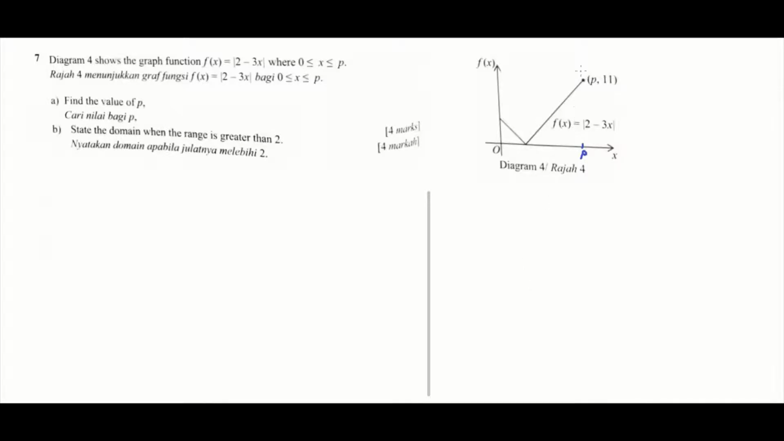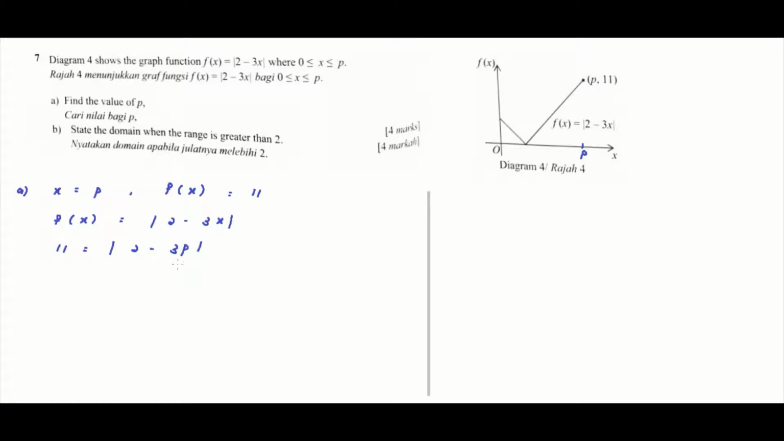For the point when x equals p, f(x) is equal to 11. We can use this information to help us find p, because the coordinate is given here. What we do next is substitution. Since f(x) = |2 - 3x|, with x equals p and f(x) equals 11, we know that 11 = |2 - 3p|.